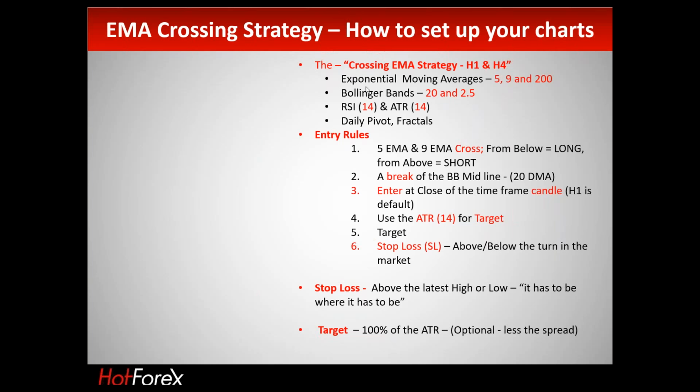So it's basically the exponential moving averages, the 5, the 9, and the 200. This is what should be on your chart. I use the Bollinger Bands for the midpoint. The 20 line is the midpoint of the Bollinger Band. That's what I'm looking to cross. That's the second trigger. I use the RSI, the relative strength index, at its standard setting of 14. And the ATR is the key one because I use that for setting targets, and that is the average true range. Again, that's the default setting that sits below the chart. I also have the daily pivots and fractals on there as well.